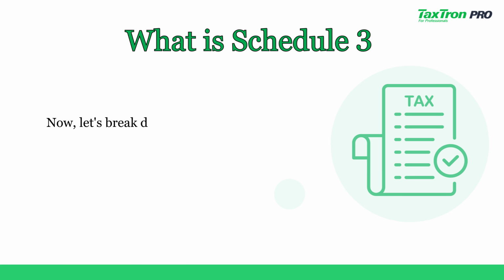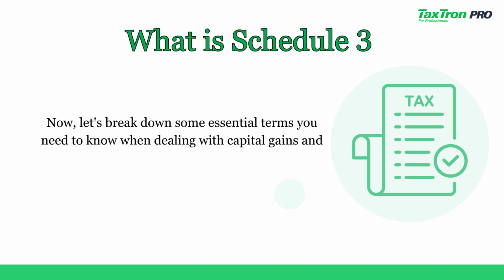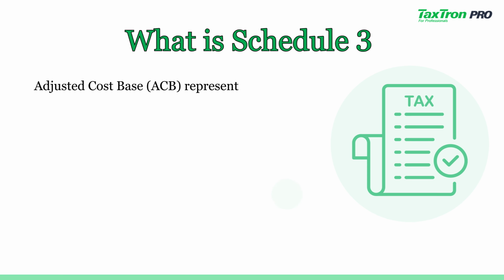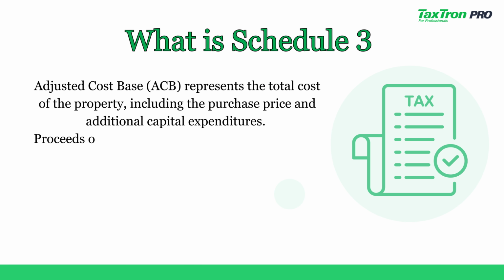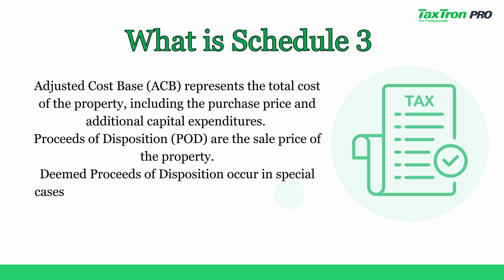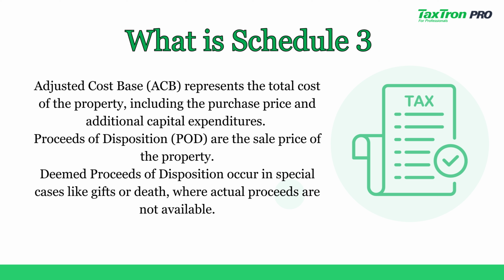Now, let's break down some essential terms you need to know when dealing with capital gains and losses. Adjusted cost base represents the total cost of the property, including the purchase price and additional capital expenditures. Proceeds of disposition are the sale price of the property. Deemed proceeds of disposition occur in special cases, like gifts or death, where actual proceeds are not available.